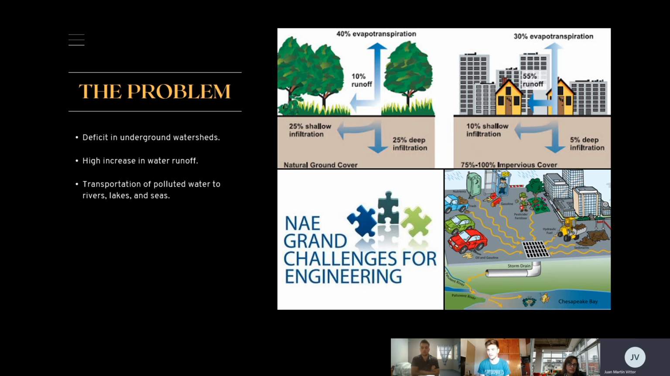Solving these problems will contribute to achieving the grand challenge, restore and improve urban infrastructure, proposed by the American National Academy of Engineering. One of the possible solutions to these problems is the use of permeable concrete. This is a special concrete that has interconnected cavities inside it that allow the water to move through them until it is absorbed by the ground.